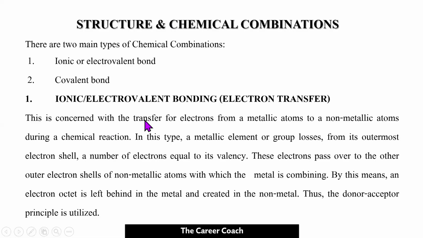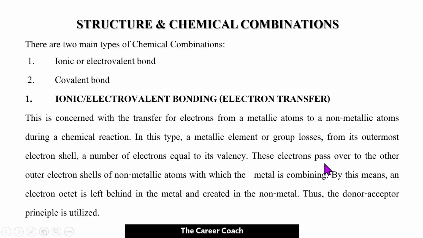This is concerned with the transfer of electrons from a metallic atom to a non-metallic atom, during which a chemical reaction takes place. In this type, a metallic element or group loses from its outermost electron shell. So it is the metal that lost the electron, a number of electrons equal to its valency. The valency of an atom is the number of electrons present therein.